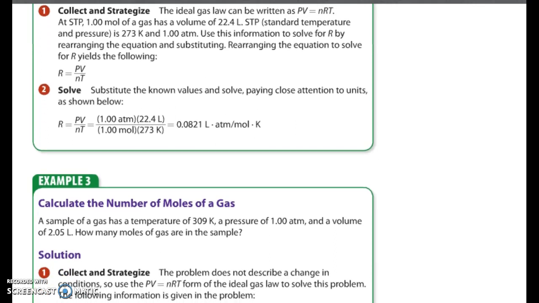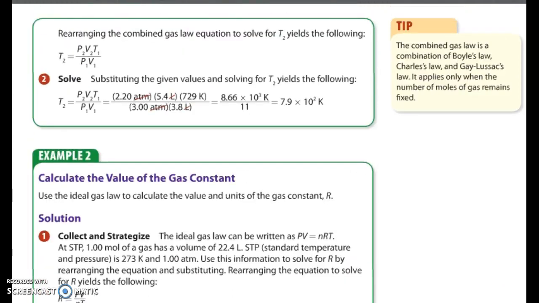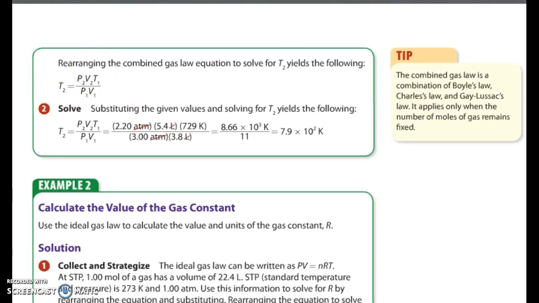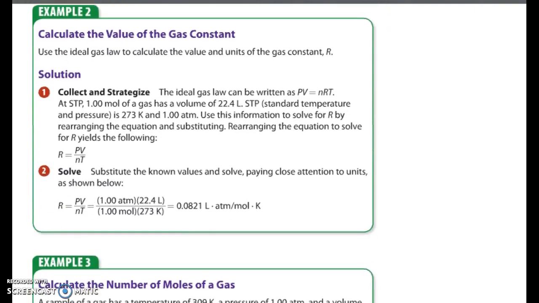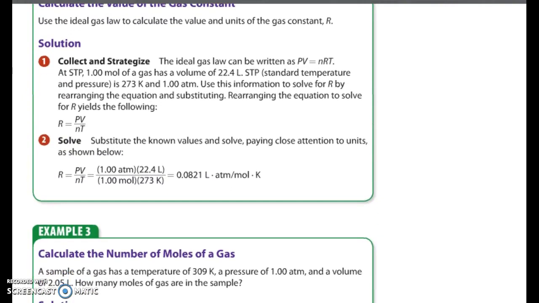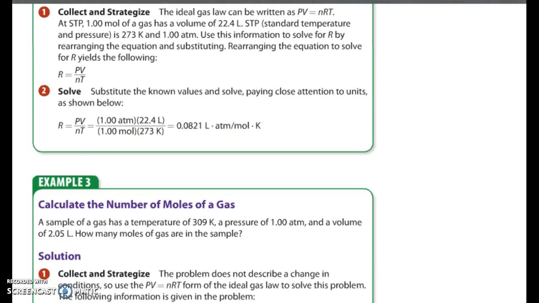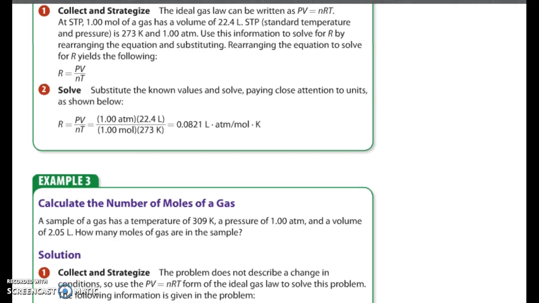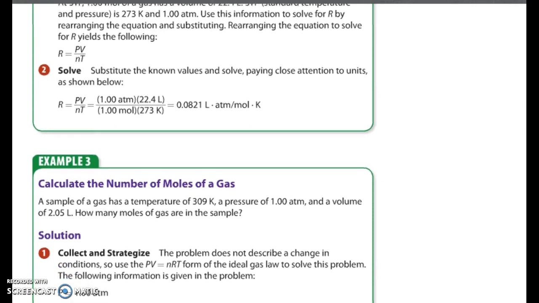This problem does not describe a change in conditions. If it's a change in, then we need to use P1V1 equals P2V2, or if it's all of them, then we need to use the combined gas law up here. But since we just want to find the number of moles for a set condition, we can use PV equals nRT, and that's the form of the ideal gas law to solve this problem. So if you didn't get that far, hit pause and do it now.